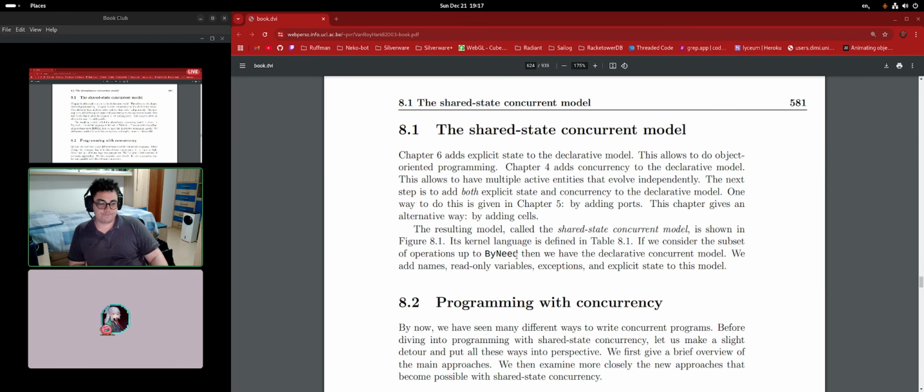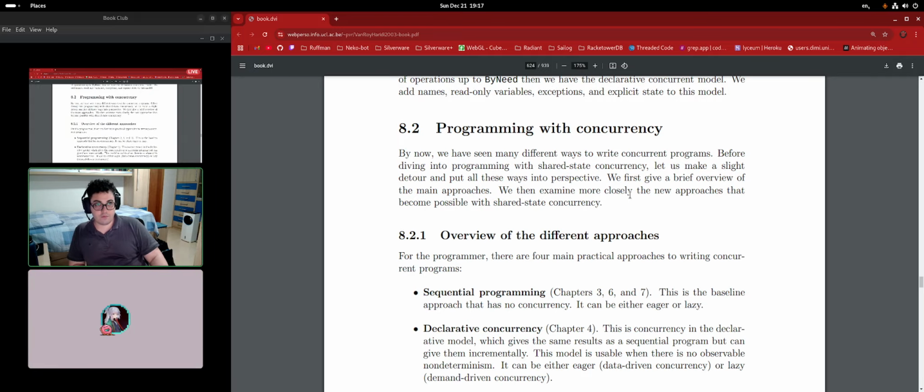Okay, anyway, this is written weirdly because it says chapter 4 adds concurrency to the declarative model. This allows multiple active entities that evolve independently. The next step is to add both explicit state and concurrency to the declarative model. One way to do this is given in chapter 5 by adding ports. This chapter gives an alternative way by adding cells. Yeah, I missed the word both here, so that's why this phrase is okay. It's because we want to add both things at the same time. We already saw explicit state before in chapter 6.